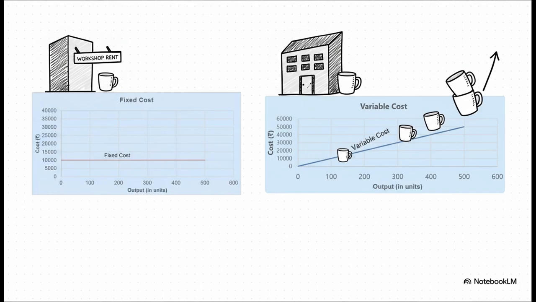That cost is just a flat line. It's going to be the same whether you make 1 mug or 1,000. Then, on the right, you've got your variable costs, like the blank mugs themselves. The more mugs you decide to make, the more mugs you have to buy. And that cost just climbs in a straight line right along with your production.